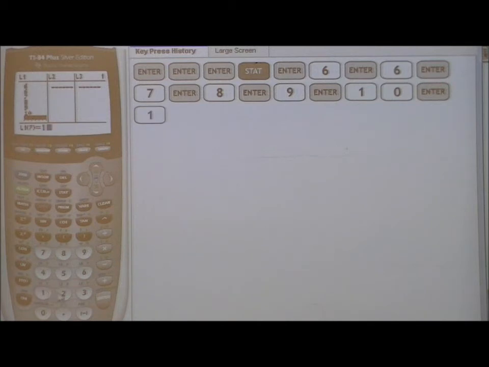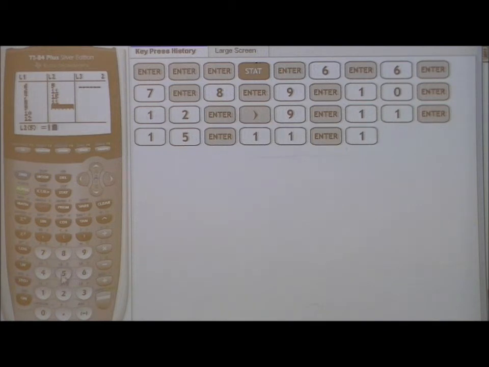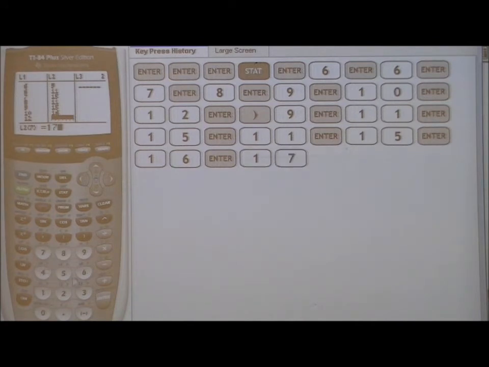and 12, enter. Then you want to go to your next column for your Y's, and you put in 9, enter, 11, enter, 15, enter, 11, enter, 15, enter, 16, enter, and 17, enter. Okay, so you have your points in.